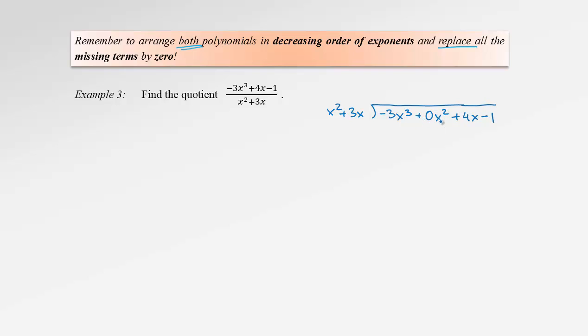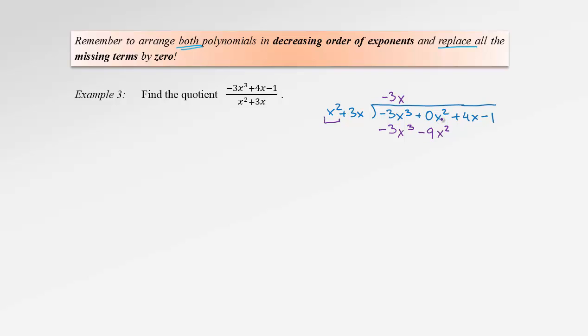This 0x squared will serve as a placeholder. Let's see. We'll take the first term and we're trying to fit it into the first term of the dividend. How much is negative 3x cubed divided by x squared? Well, it's negative 3x. And then we multiply. So we get negative 3x cubed, and this times this is negative 9x squared. We have x squared term.